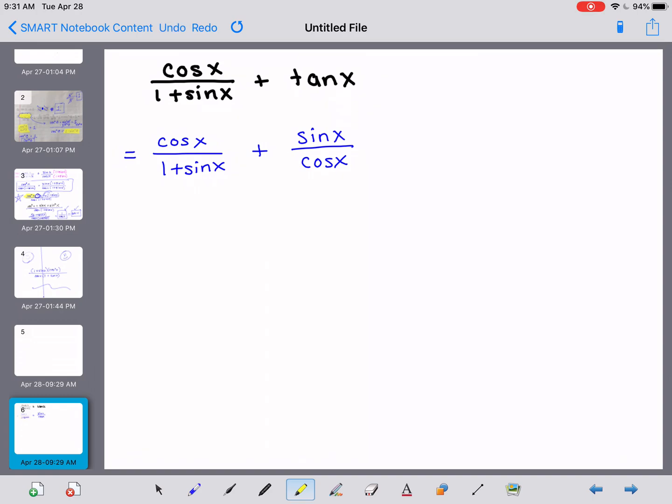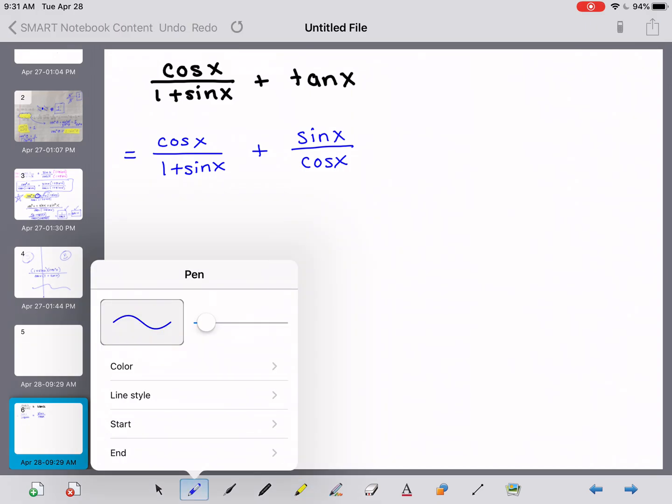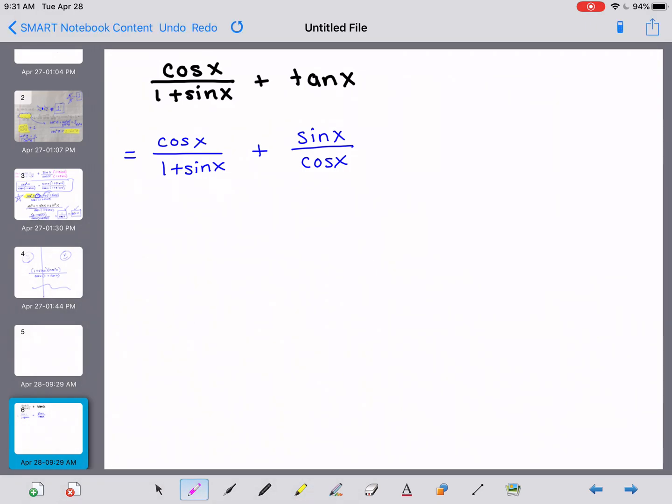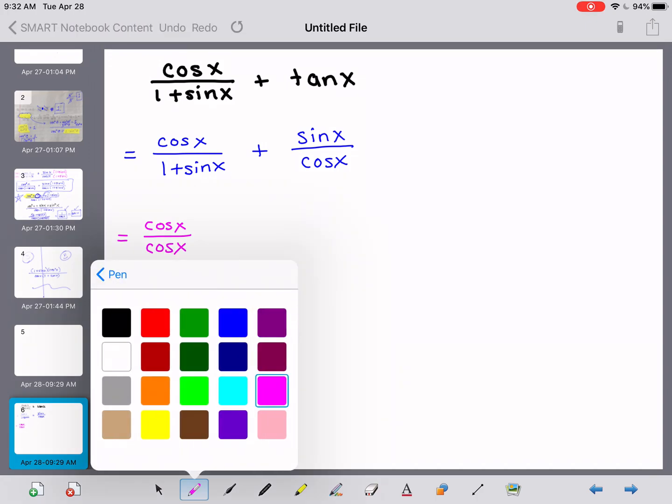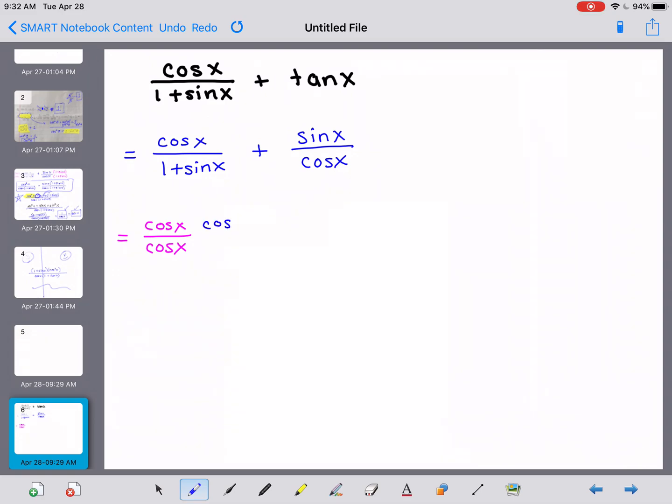So then from here, you're kind of stuck. So the next thing you would do is add the two fractions together. And the way you add two fractions together is you get a common denominator. So I'm going to show this with different colors. I'm going to take that first fraction and multiply it by cosine x over cosine x. So the fraction was this, and I multiplied it by cosine x over cosine x. The second fraction would get multiplied by 1 plus sine x, top and bottom. Make sure you put that in parentheses.